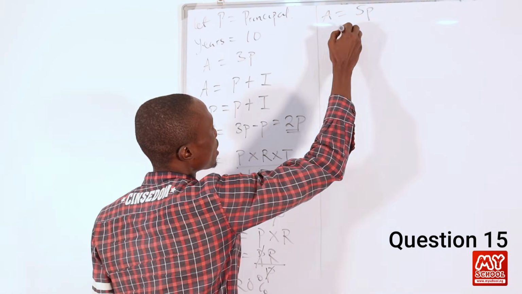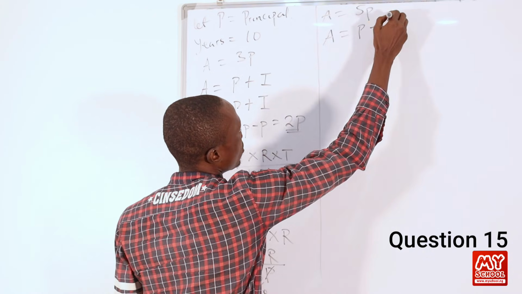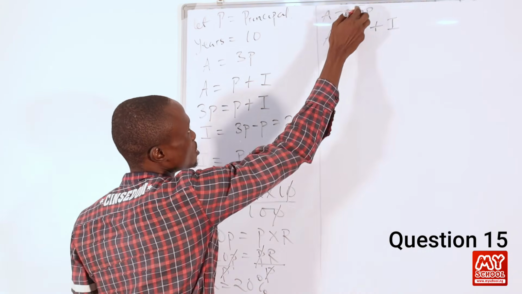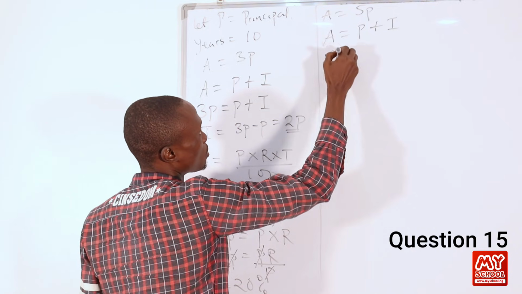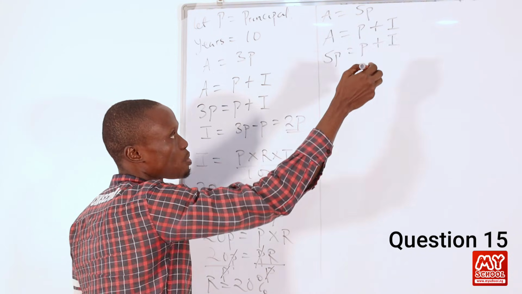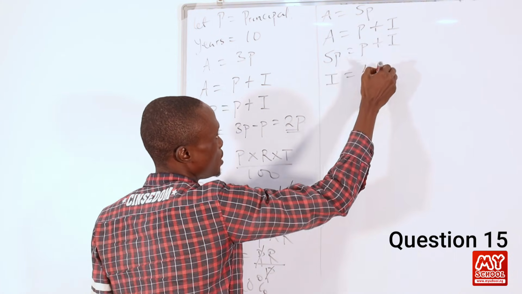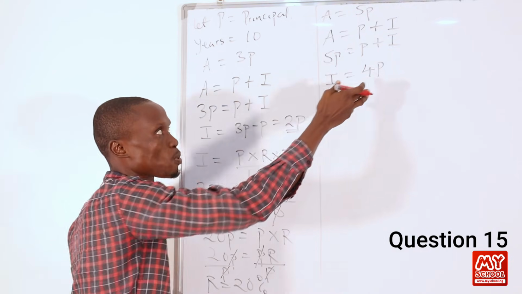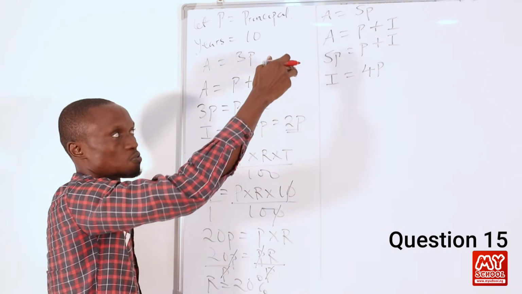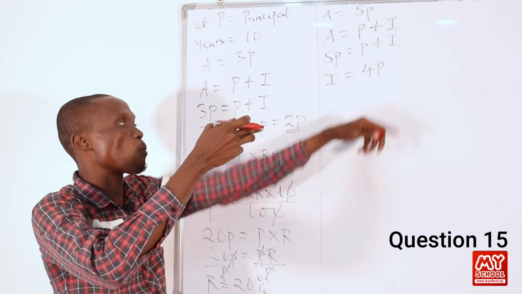Okay, so we know that amount is equal to principal plus interest. So if we replace our A with 5P, we'll have 5P = P + I. We simply make I the subject of the formula, so that our I now becomes 4P. What I did to get 4P was to move P to the left-hand side, so it becomes 5P minus P, which gives us 4P.